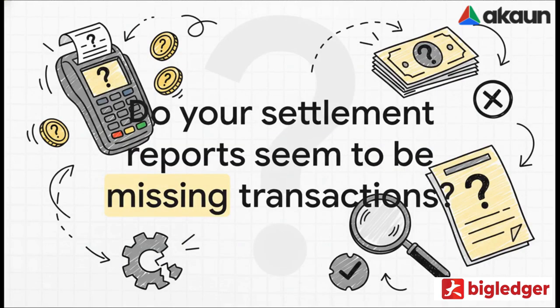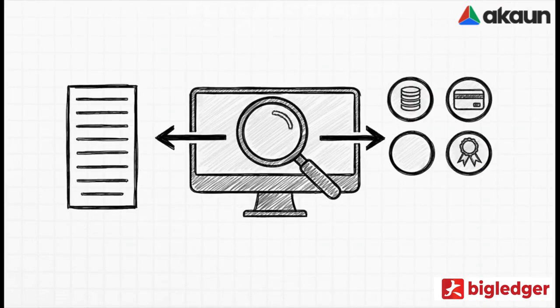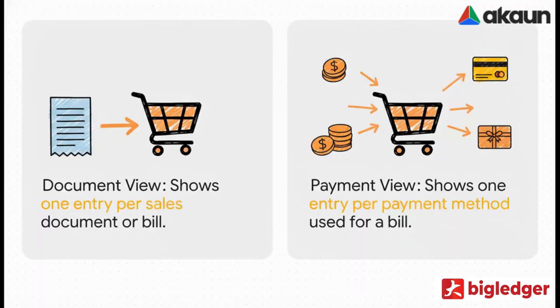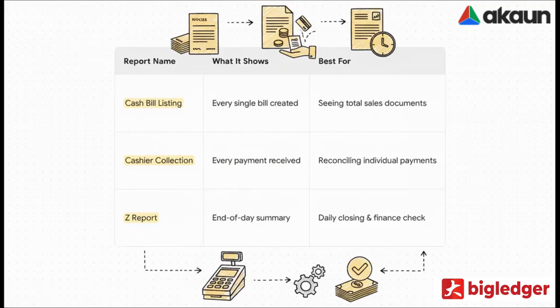Do your settlement reports ever seem, well, wrong? Good news, your transactions aren't actually gone. You're likely just looking at different report views. It all comes down to the difference between a document view and a payment view. For reconciling individual payments, the cashier collection report is absolutely your best friend.